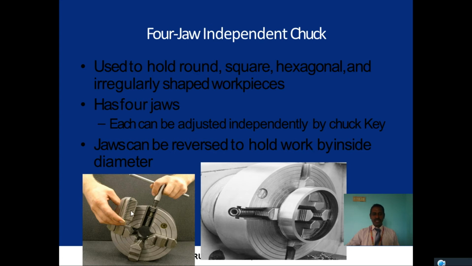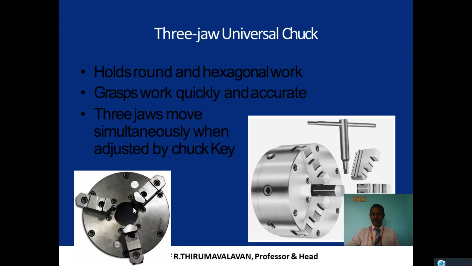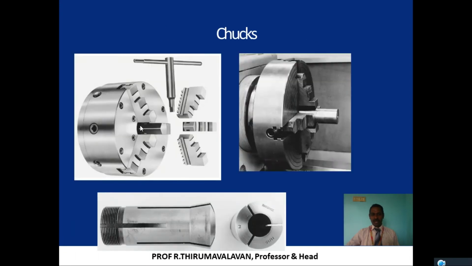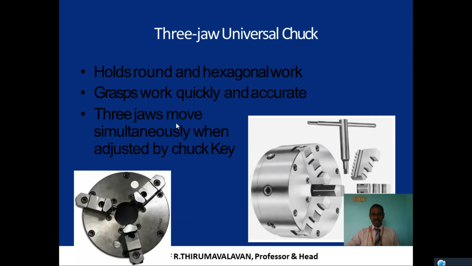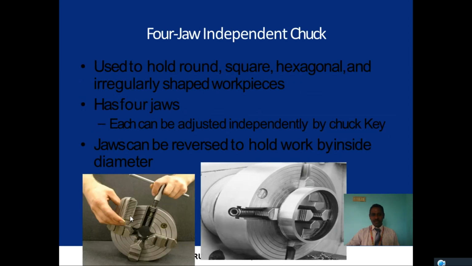Independent chuck means, if you look at the previous diagram, if you move one jaw, automatically the other jaws move, all three jaws. But in the 4-jaw independent chuck, each and every jaw can be moved separately. This one moves separately, this one moves separately, and this one too. One movement is not dependent on the other, so we call it independent. Each jaw has its own power.